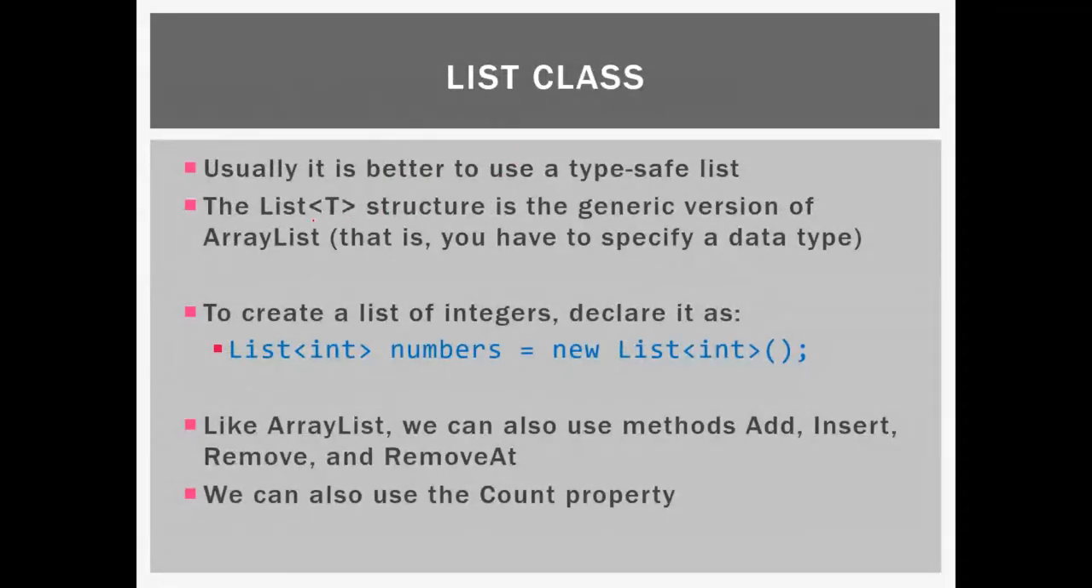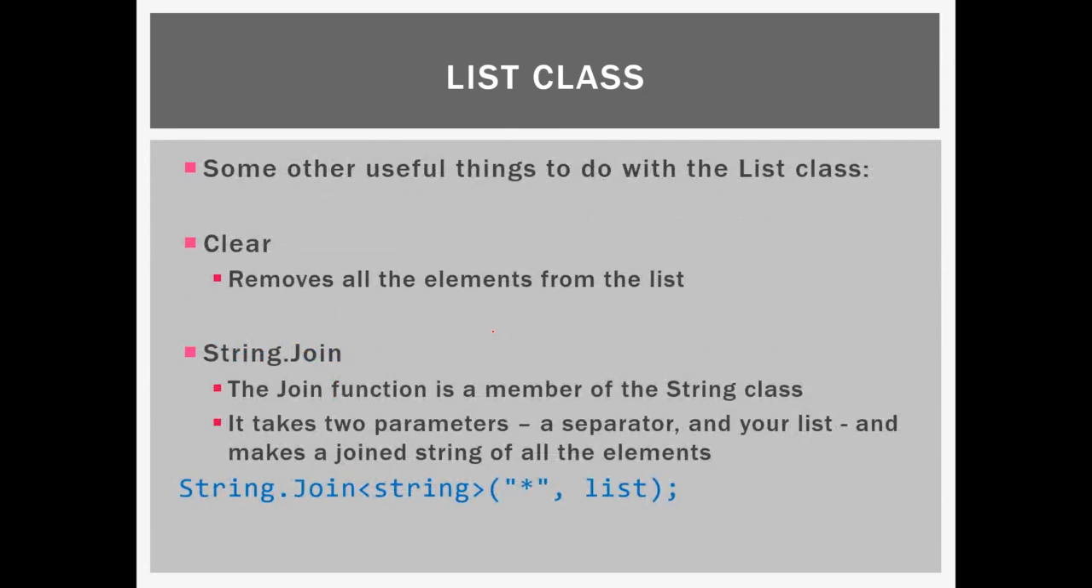And when you use a typed collection, you specify a data type. So when you use list, you specify, okay, a list of what? In this case, it's a list of integers. We can use the same types of methods because they all implement that IList interface. So we've got add, insert, remove, and remove at. We've got the count property. They work the same way as far as how you use it, but behind the scenes, they operate differently.